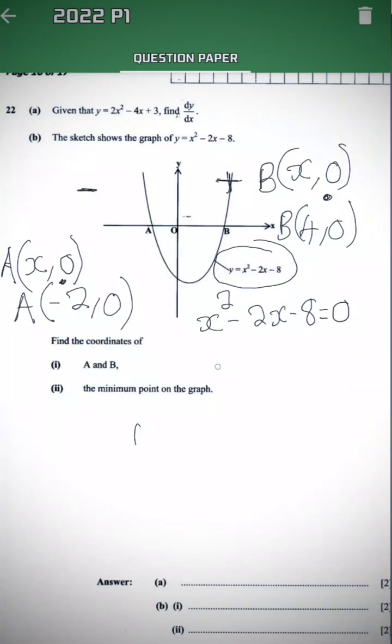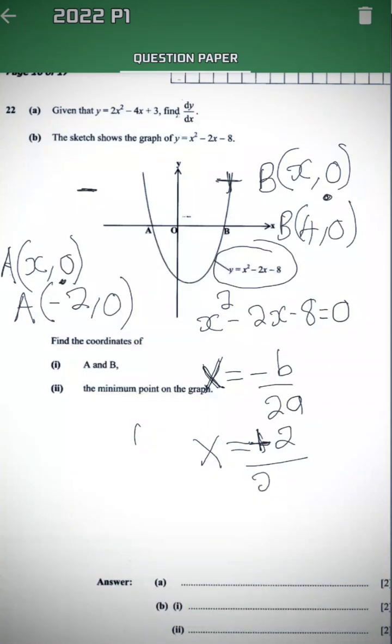How do you find the turning point? The first coordinate is -b over 2a. That is the value for x. This is the formula that we need to use. You know that a is 1, b is -2, c is -8. So x is -(-2) over 2 times a, which is 1. Since there is a negative and a negative, this becomes a positive: 2 divided by 2 is 1. So x is 1.